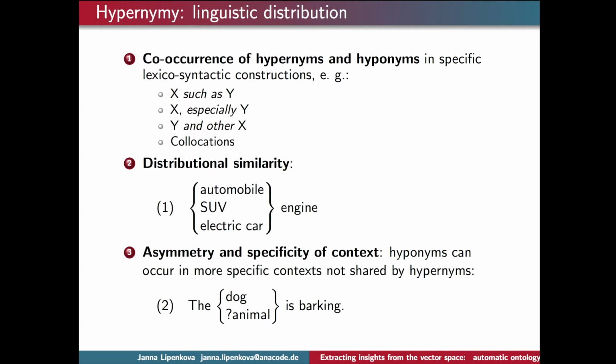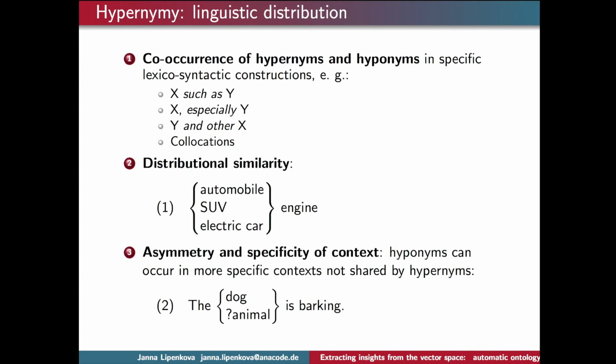So the first property is that hypernyms and hyponyms tend to co-occur in phrases or sentences, in a small linguistic context. And even more specifically, they tend to co-occur in specific lexicosyntactic constructions or patterns, such as x such as y, x especially y, y and other x, and also nominal collocations. And this is something that can be very nicely used, as you can imagine, for pattern-based bootstrapping, basically based on syntactic rules.